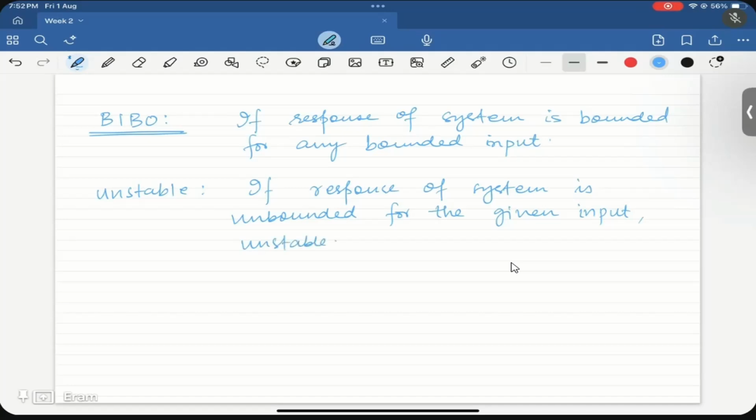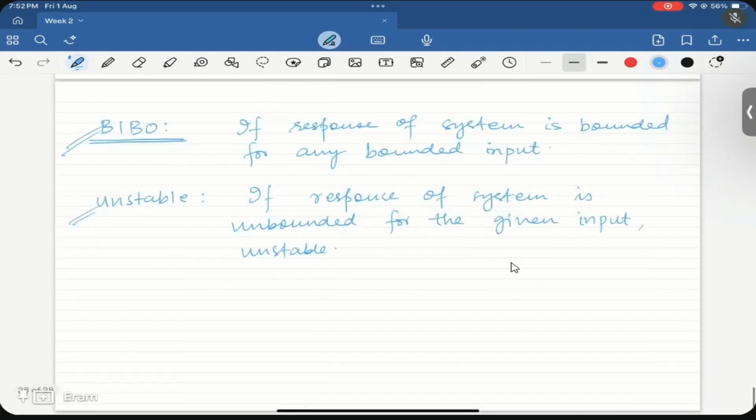So till now we have considered these two concepts. For BIBO stability, the criterion is to check the poles of the transfer function. If they lie on the left half plane, we conclude that the system is BIBO stable. If not, then we say that the system is not BIBO stable. It can be marginally stable, or it can be unstable.